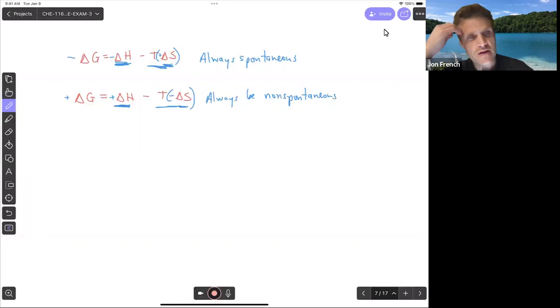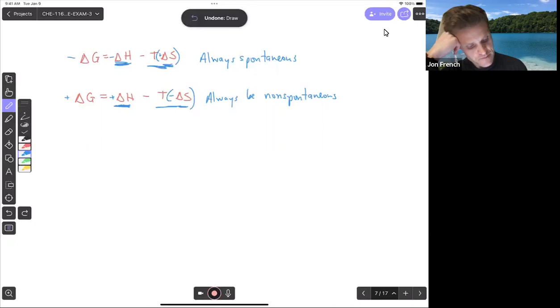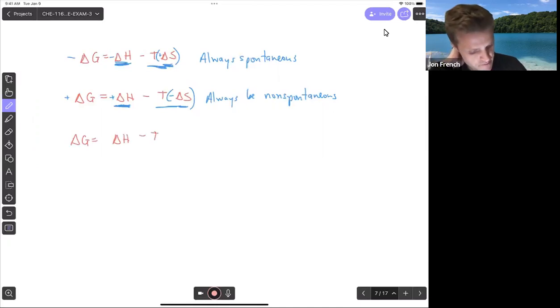Where it gets a little bit tricky is where we have something that's exothermic but a decrease in entropy, or something that's endothermic but an increase in entropy. So we'll do that one first, right? Delta G equals delta H minus T delta S. So we're going to do an endothermic reaction that has a positive change in entropy.